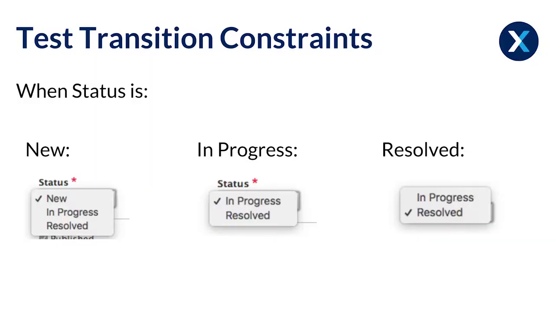So the next thing is to just go through and test out that we've got our transitions working correctly, right? So when we've created a new one, we've got these three options here that you can transition to. If we've got it marked as in progress, we can only change the state to resolved. And likewise, if we're in the resolved state, we can only change the state back to in progress. So this is the workflows field module essentially enforcing that the workflow transitions are being enforced.